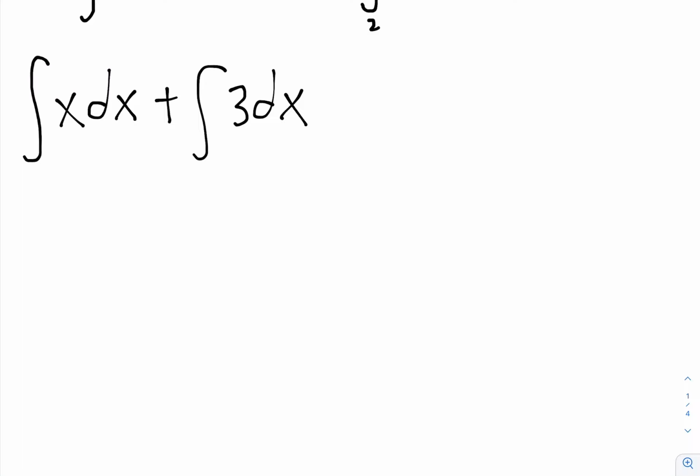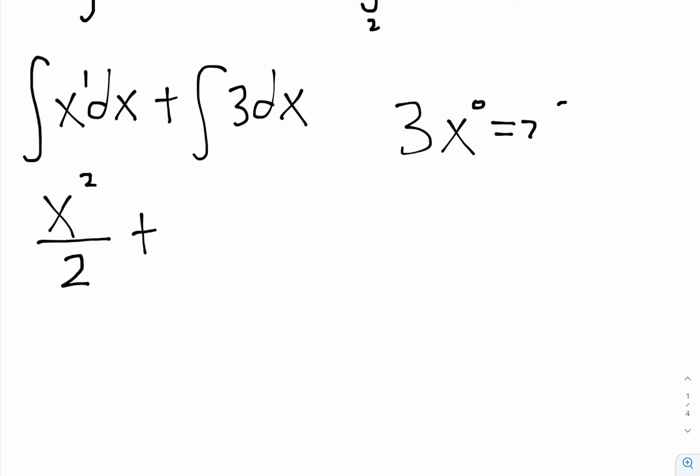So the integral with respect to x of x, well, right now it's x to the 1. So we want to raise that power by 1, so it's going to be x to the 2 divided by the new exponent, which is 2. Okay, and then we're going to be adding, right? This right now, 3 is the same as 3x to the 0, because x to the 0 is just 1. So if we want to find out what the antiderivative of 3 is, we have to raise the exponent on the x by 1. So it's going to be 3x to the 1 divided by the new exponent, so over 1. 3x to the 1 over 1 is just 3x.